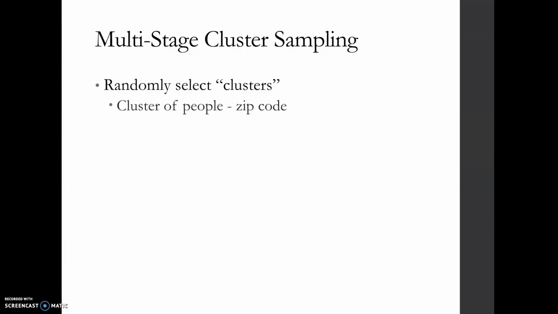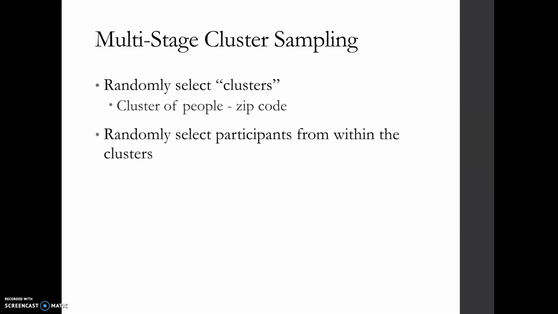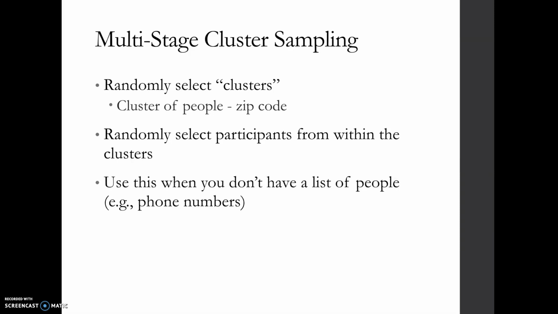Okay, the next one is called multi-stage cluster sampling. You randomly select clusters, and the clusters can be based on the zip code. Let's say we randomly have 50 counties in our population, then we randomly select a few clusters based on the zip code, and then we randomly select participants within the clusters. We use this method when you don't have a list of people. You don't have all their phone numbers. And you can also combine multi-stage cluster sampling with stratified sampling.